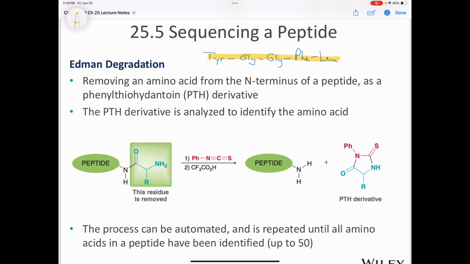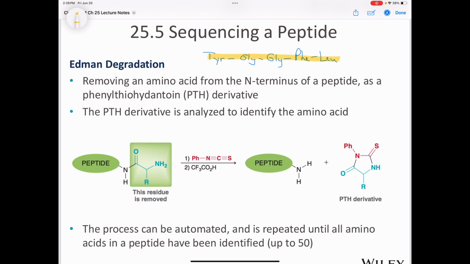So the order that the amino acids are in, the tyrosine, glycine, phenylalanine, leucine, how do you determine the order in which the amino acids are arranged in this pentapeptide or a bigger peptide or a protein? And that's what sequencing is. So Edman degradation involves removing one amino acid residue at a time, and then you can identify each residue as it's removed. The process is repeated until the entire peptide has been sequenced.